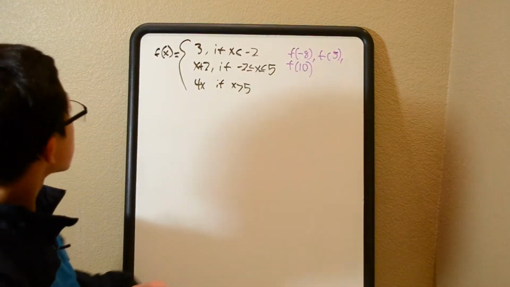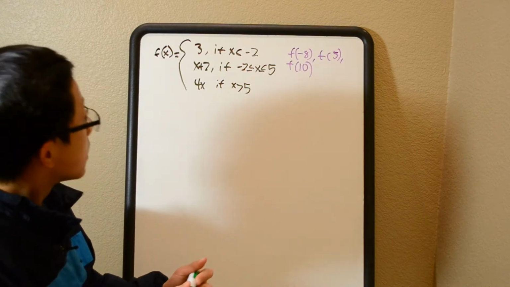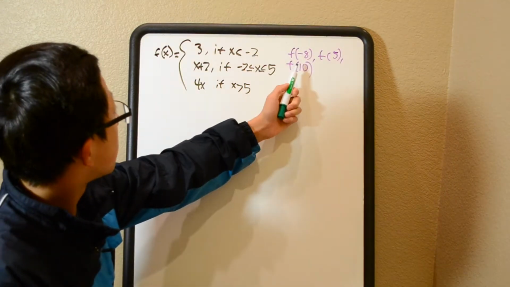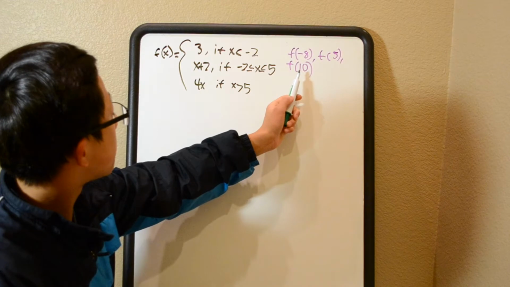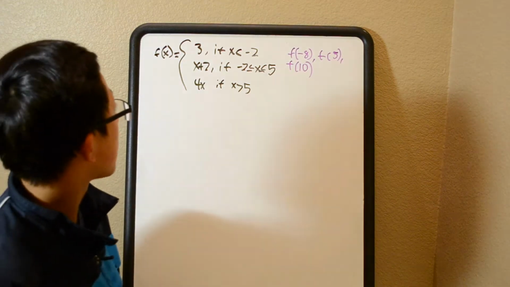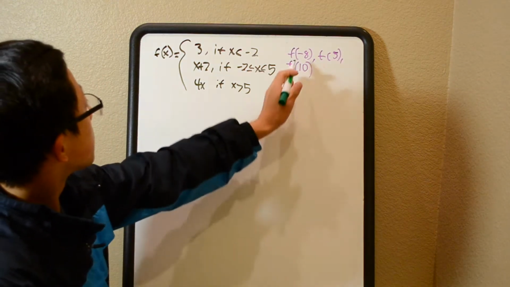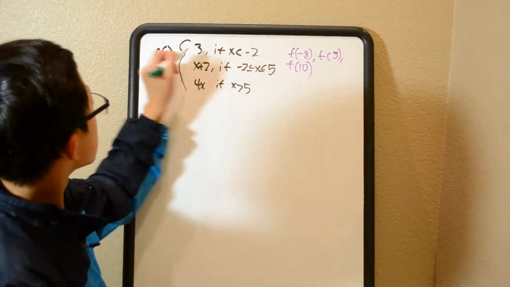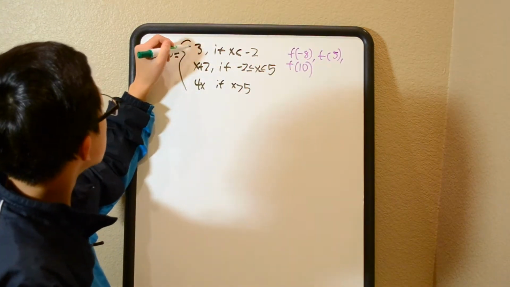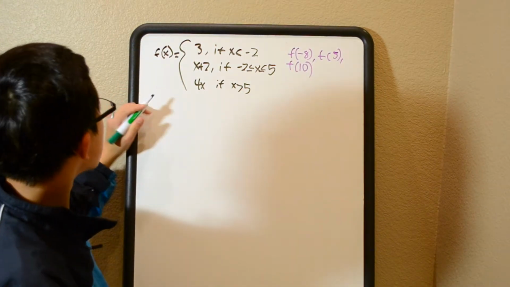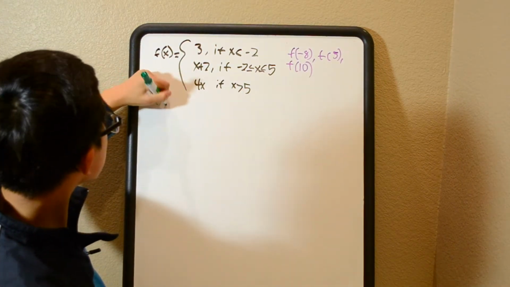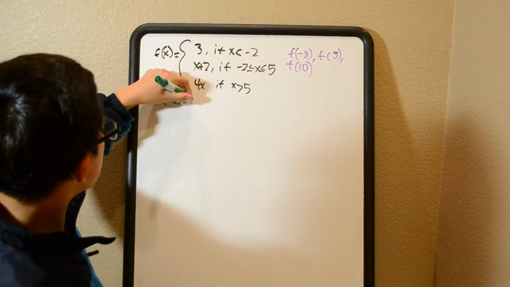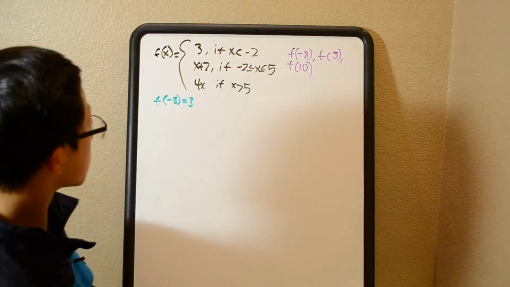So let's do this example piecewise function with f of negative 8, f of 5, and f of 10. So let's start with f of negative 8. Negative 8 is obviously less than negative 2, so this is the first one. The first rule is the rule that we're using. So f of negative 8 is equal to 3, since we don't need to change anything, it's just 3.